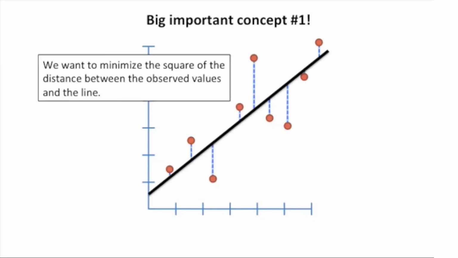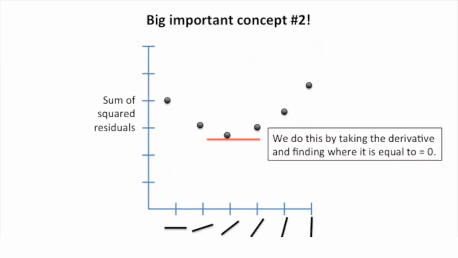Now we want to minimize the square of the distance between the observed and the predicted value. We do this by taking the derivative and finding where it equals 0. Wherever the derivative equals 0, we can say that we have reached the global minima. This is the point that will give us the optimal value of A and B, or rather the intercept and the slope.